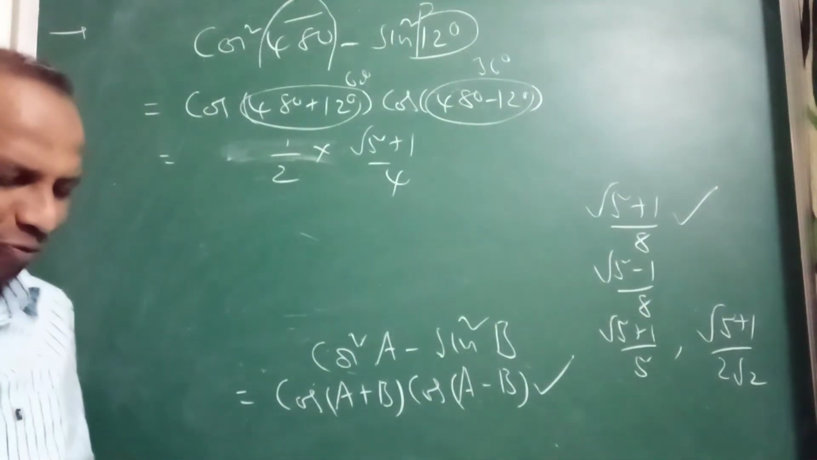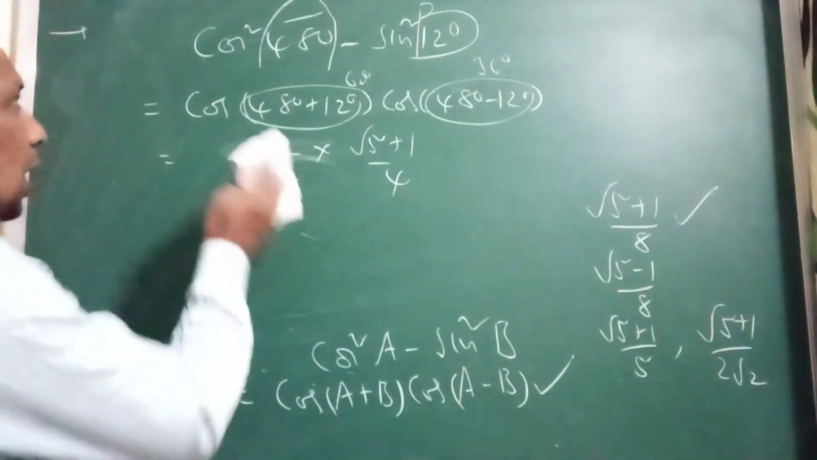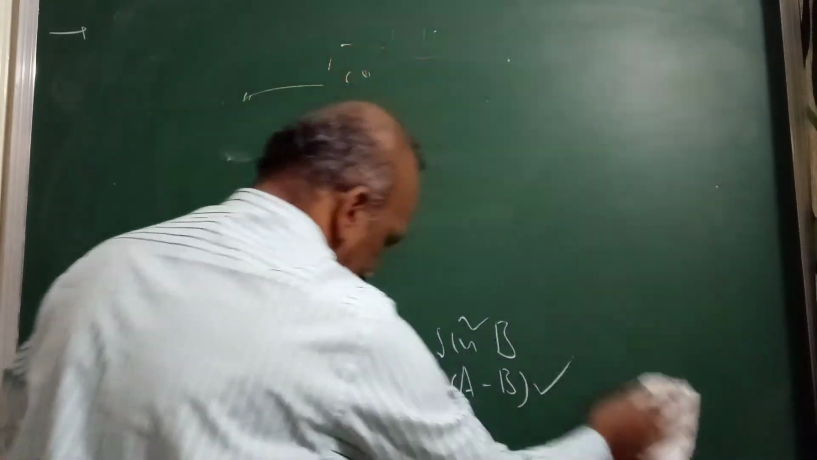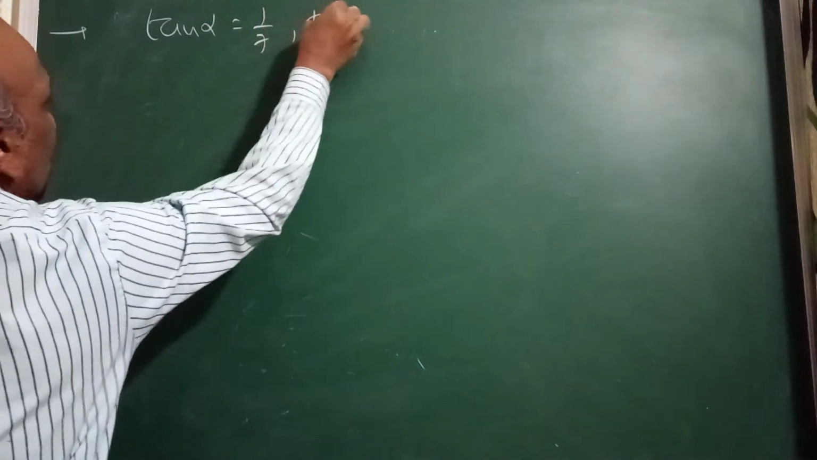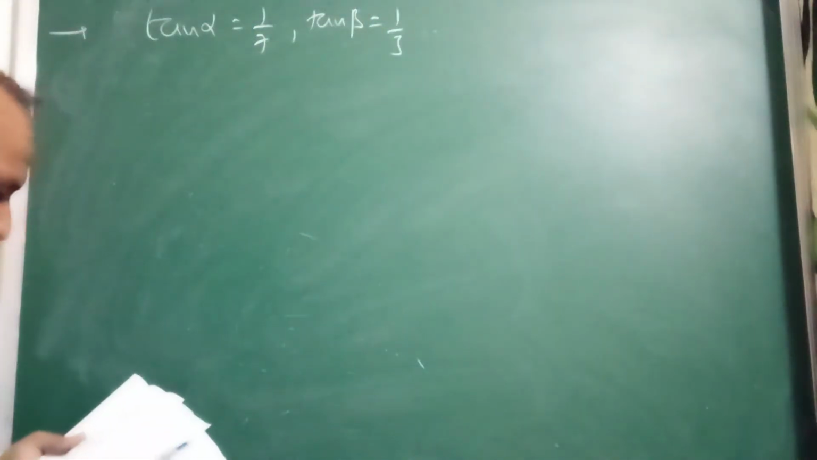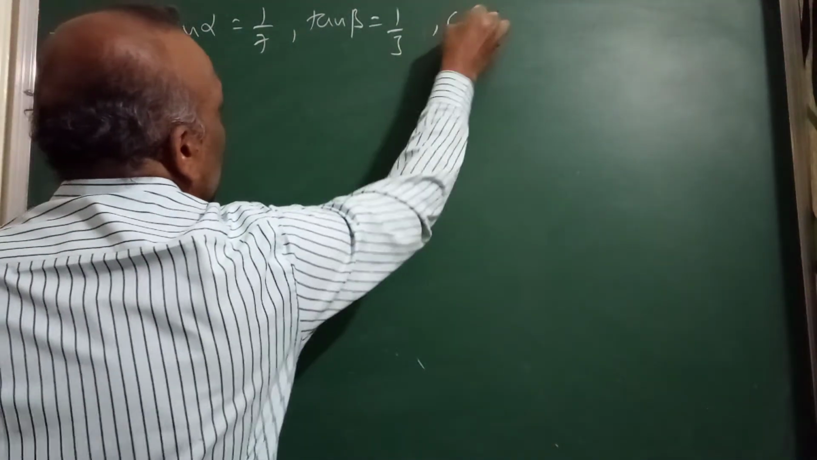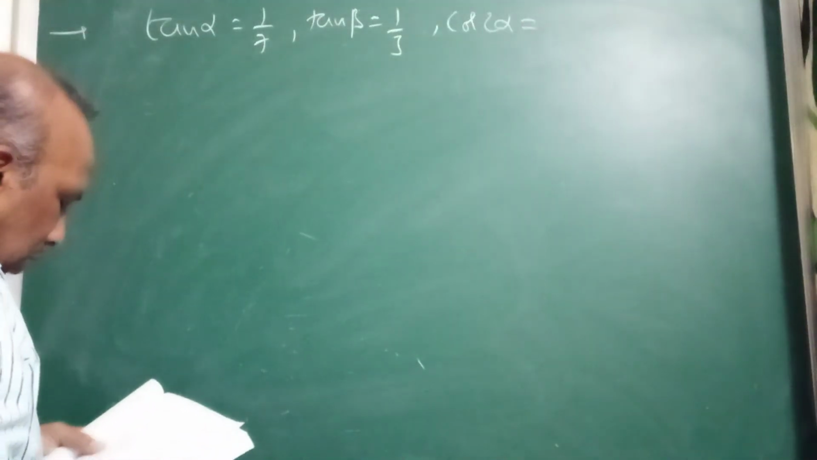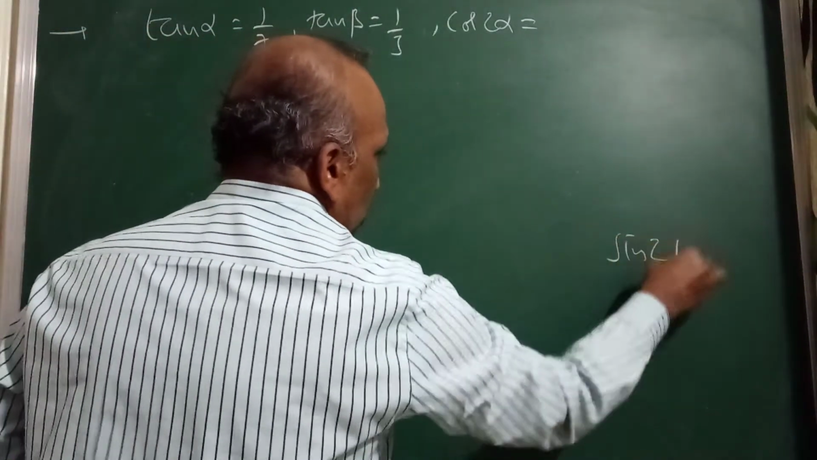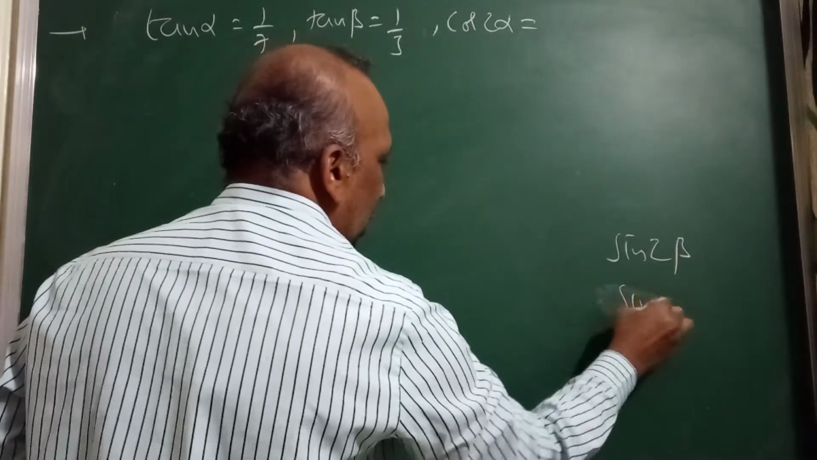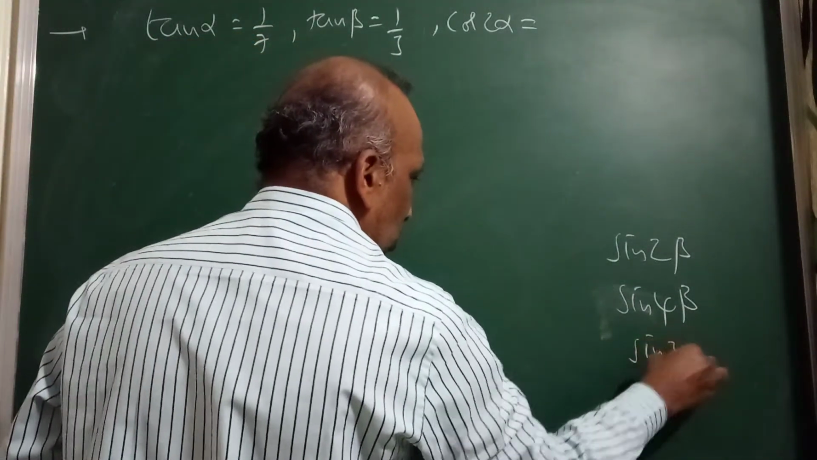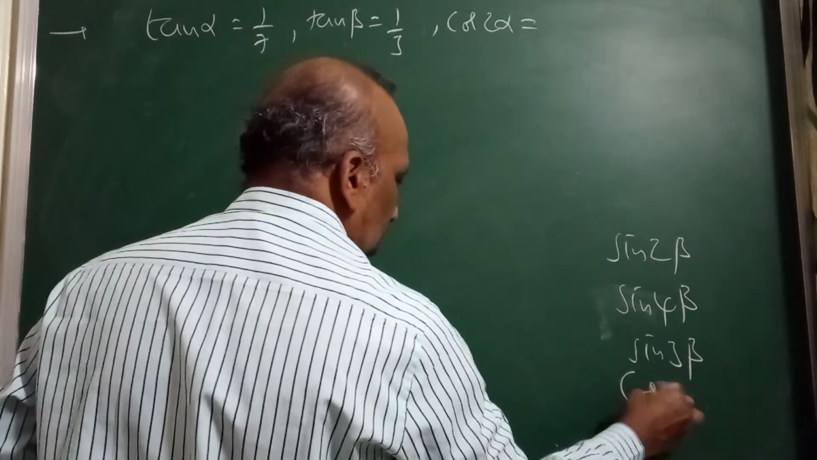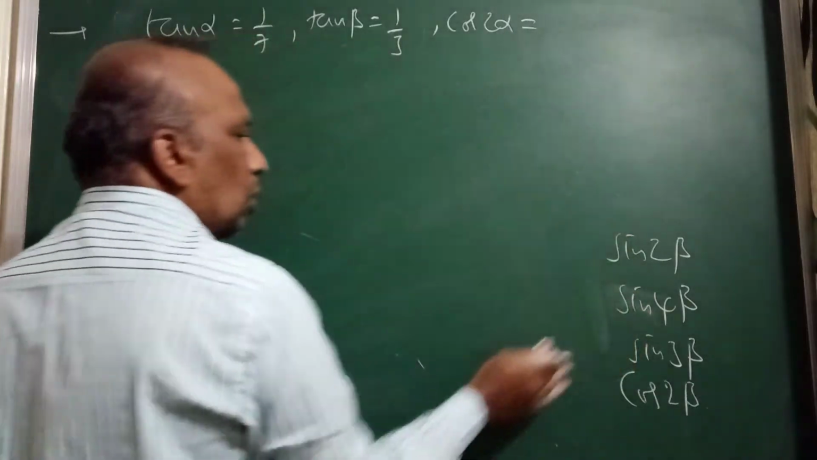Next one you can write. If tan alpha is equal to 1 by 7 and tan beta is equal to 1 by 3, then cos 2 alpha equals, they are asking that value in terms of sin 2 beta, sin 4 beta, sin 3 beta, or cos 2 beta. These are the options they are asking here.